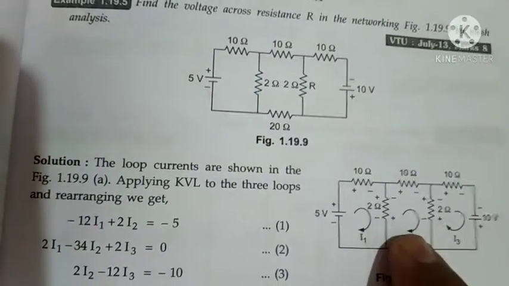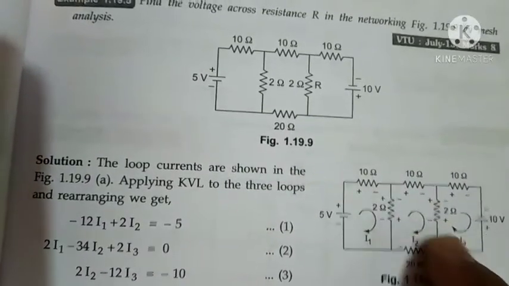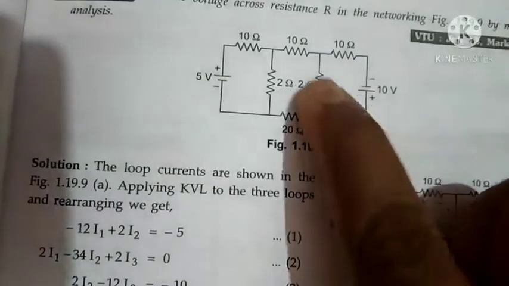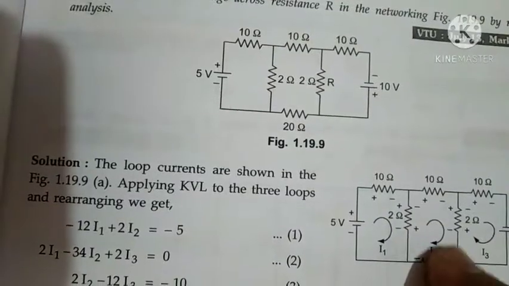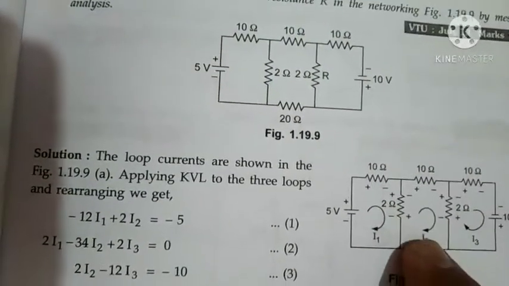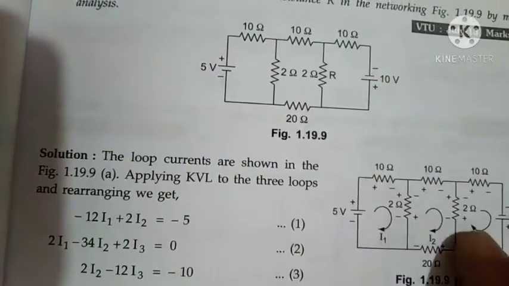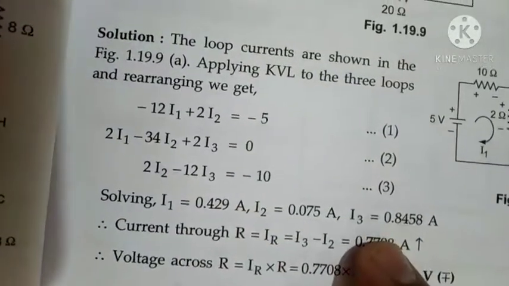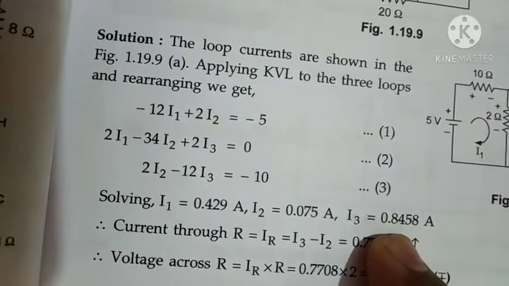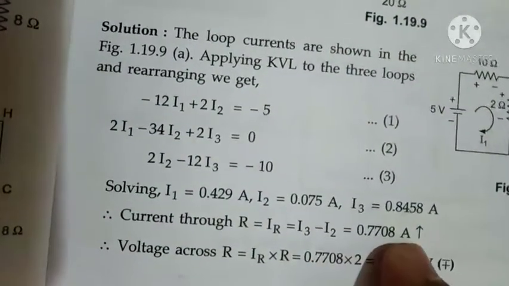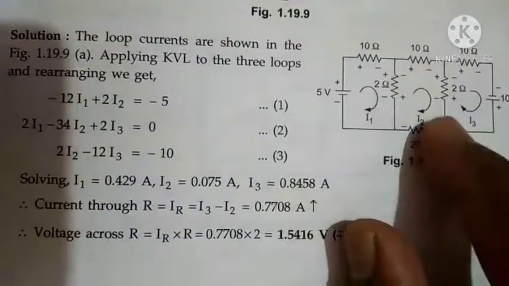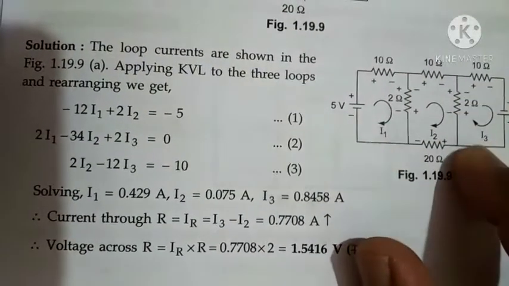Here the current may be either I2 minus I3, because through this R two currents are flowing, both in opposite directions. Either I can take I2 minus I3 or I3 minus I2. I have to see which is bigger. In this one I3 is bigger, so I will take I3 minus I2, and we say that the direction of current is the same as the direction of I3.